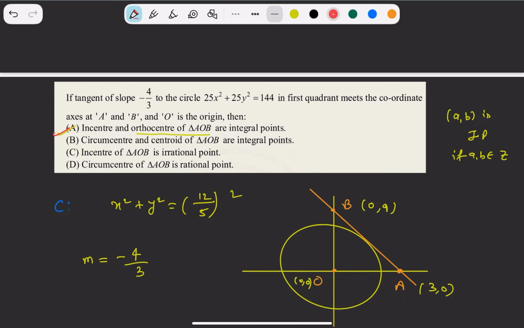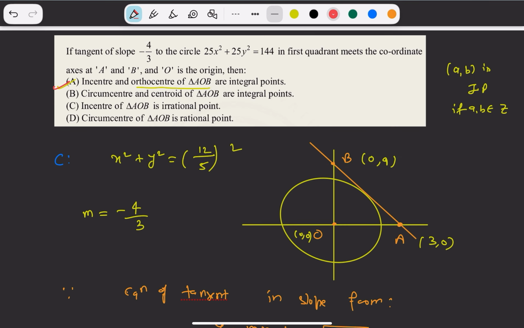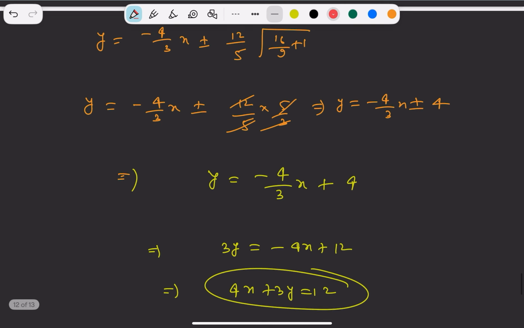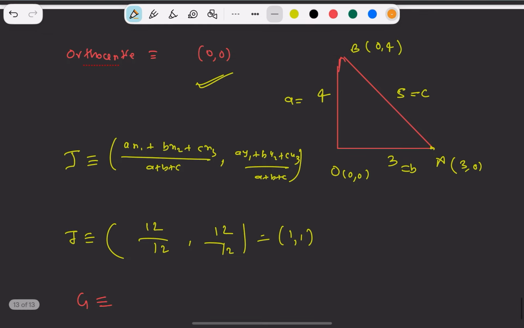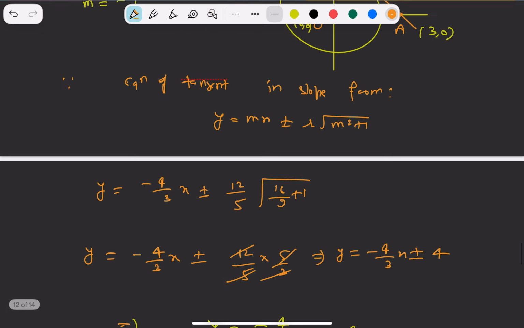Now, circumcentre and centroid of triangle AOB are integral points. Since it's a right angle triangle, the circumcentre will be the midpoint of the hypotenuse, and the centroid we can also find here. How to find the centroid? Centroid will be x1 plus x2 plus x3 by 3 and so on. So 0 plus 3 plus 0, it means 3 by 3, so it's an integral point. For y, 0 plus 0 plus 4 by 3, so 4 by 3. So obviously it's not an integral point. So the second option is incorrect.